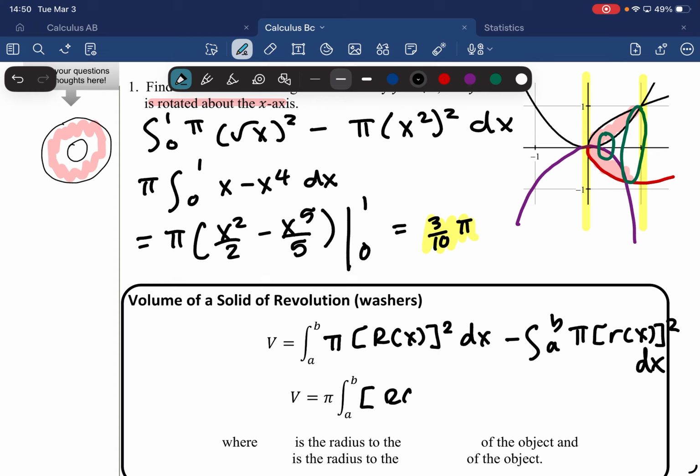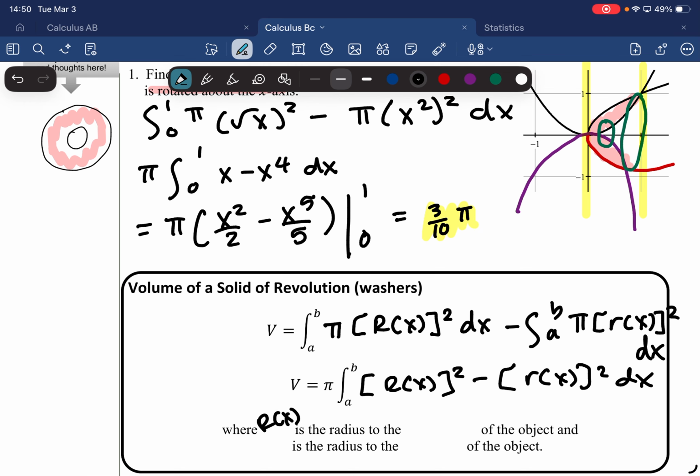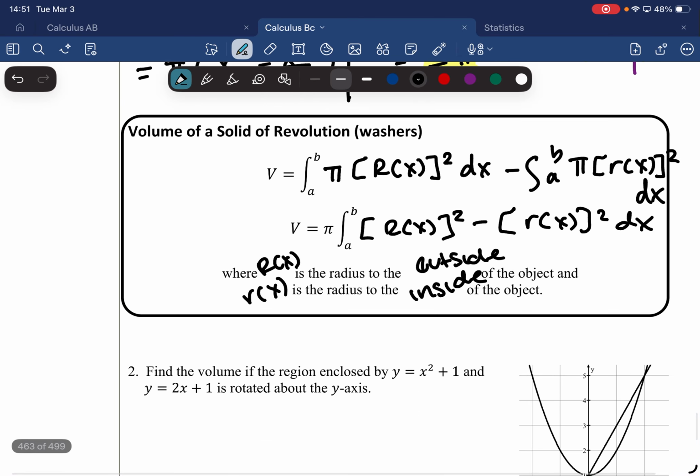And this gives us capital R squared minus lowercase r squared dx, where capital R of x is the radius of the outside function and lowercase r of x is the radius of the inside function. Okay, any questions so far?